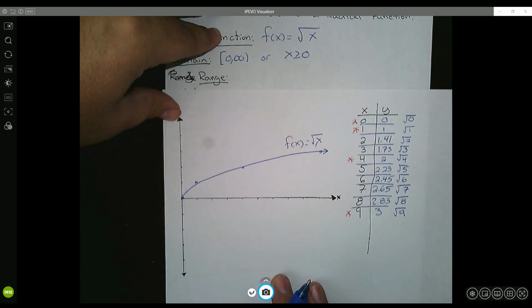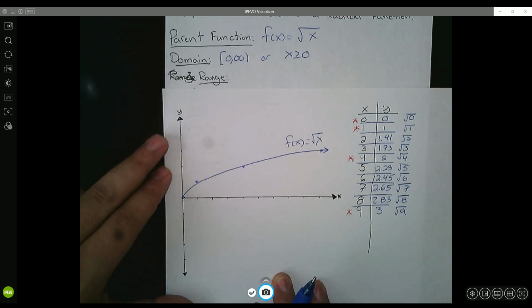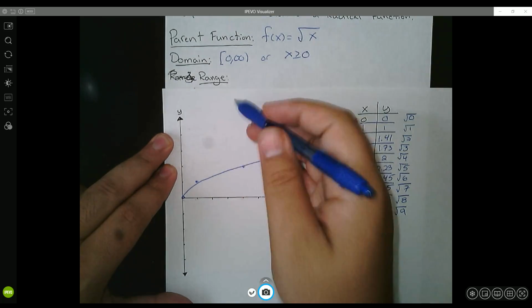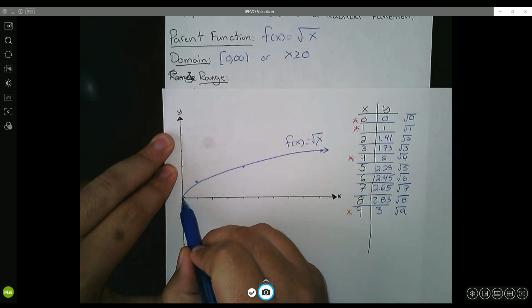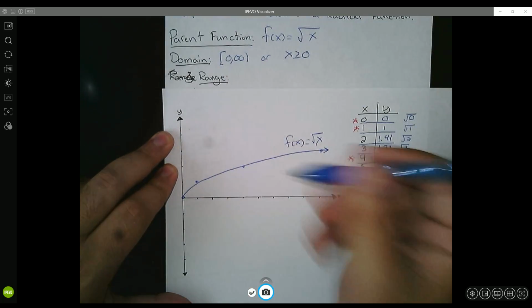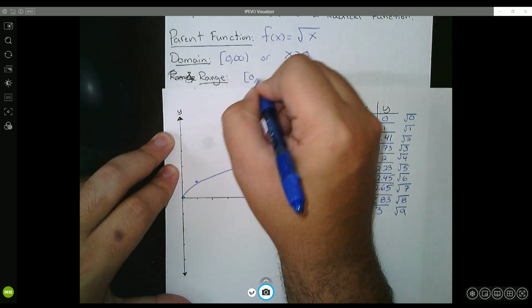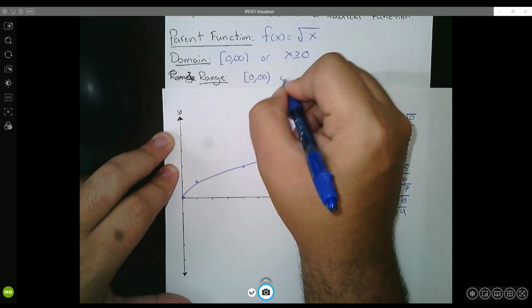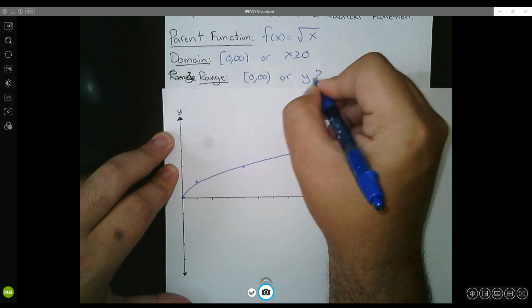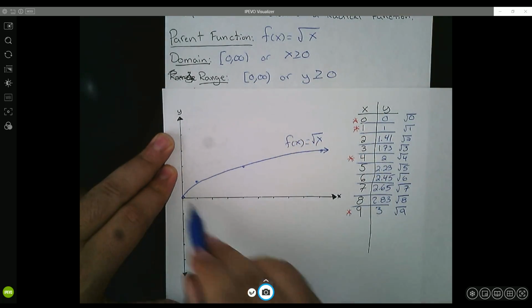So for range, we can do the exact same concept as well. Now we're looking for up and down. Yeah, it goes to 0 and then goes up to infinity. So it's actually a repeat of the domain. So 0 to infinity, or y is greater than or equal to 0, because y can be 0 or above it.